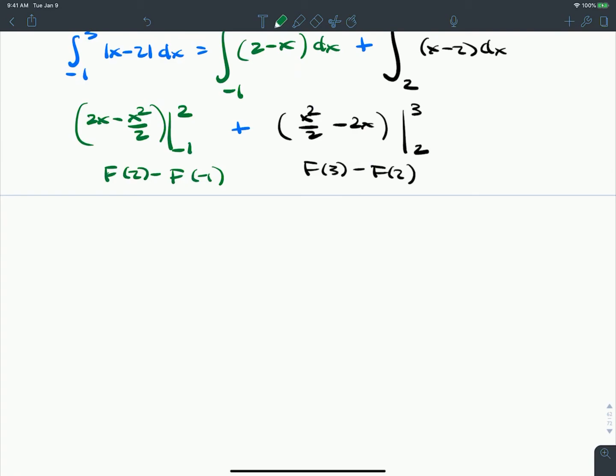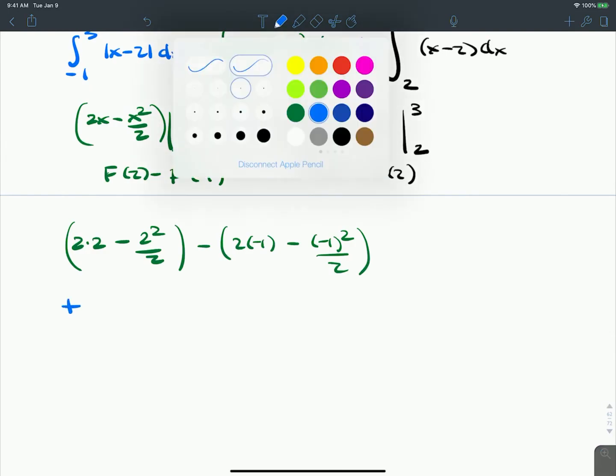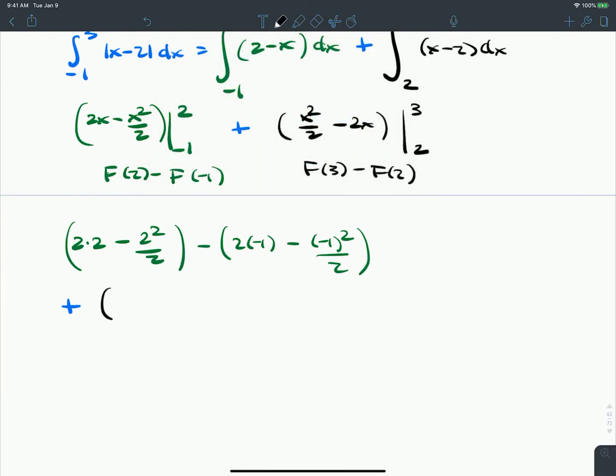So here's what you get. 2 times 2 minus 2 squared over 2 in green, minus 2 times negative 1 minus negative 1 squared over 2. Don't forget, we need to add this with, in blue, or now black, 3 squared over 2 minus 2 times 3 minus 2 squared over 2 minus 2 times 2.